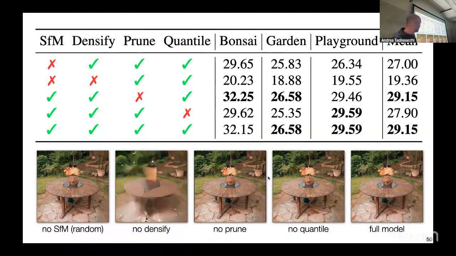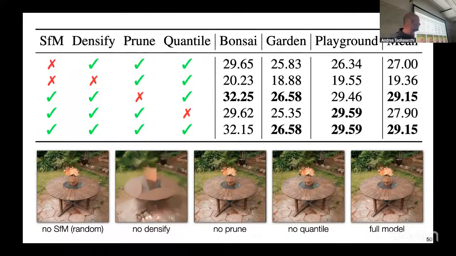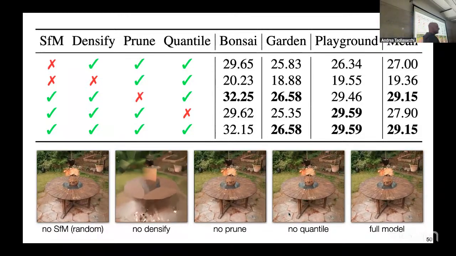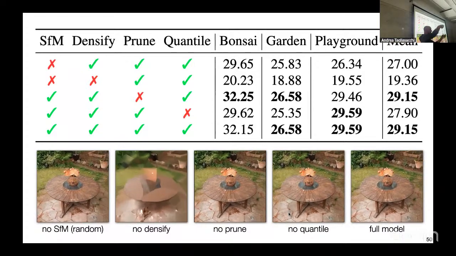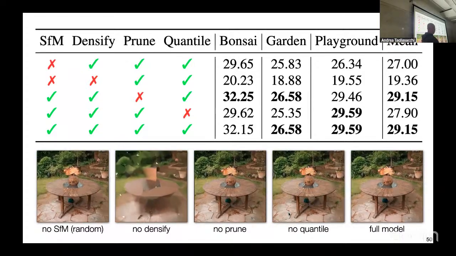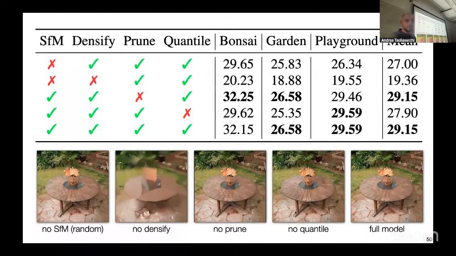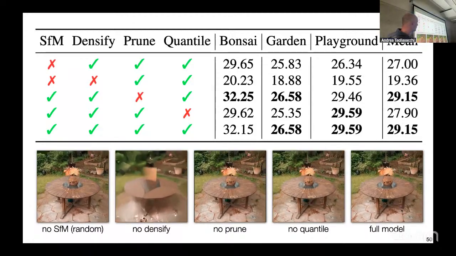If you don't have what is called the quantile regularizer, which is the same thing as the distortion loss within NeRF, you're going to have some floaters around because there's nothing that penalizes these low density chunks of space. And then if you have a full model, everything works just fine.